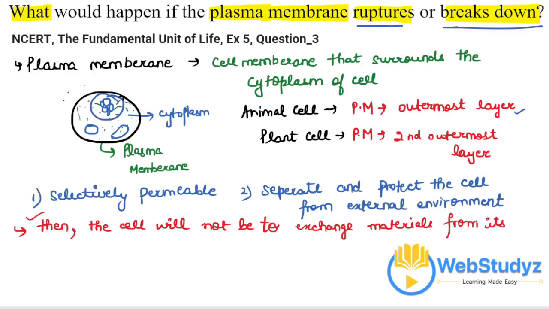Because if it breaks down, then the entire cytoplasm is going to leak into the surroundings. So the cell will die, the cell will rupture if the plasma membrane ruptures, because the plasma membrane is kind of providing a skeletal framework to the cell. It is enclosing the cell in a perfect shape, a perfect size. And if that plasma membrane is breaking down, then the cytoplasm and every organelle will leak into the environment. The cell will die eventually. So first of all, the cell will not be able to exchange materials from its surroundings.